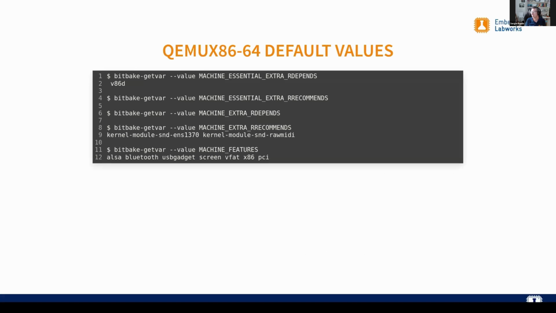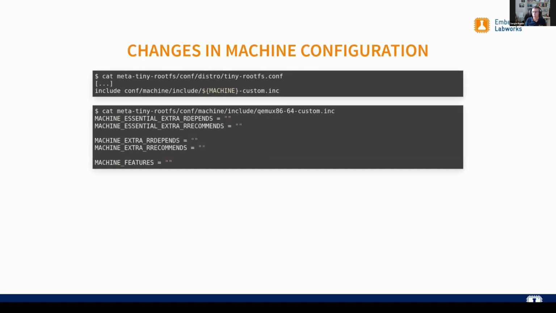Here is the current value, like for QEMU, right? That's the machine that I'm using here in the tests. I can see that it is installing this v86d package. There are no recommends, no depends, a few kernel modules there, and a few machine features. What I want to do is overwrite all of this, right? So let's remove everything. I don't want it. I just want a small system that boots into a terminal. So let's see how it goes.